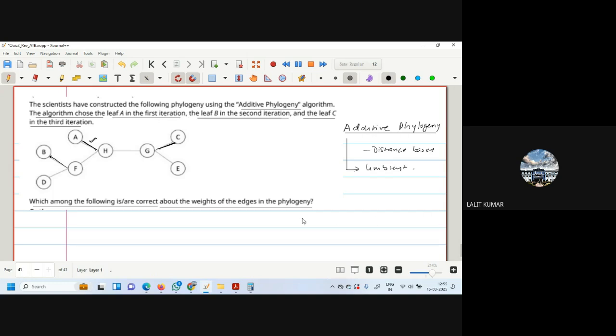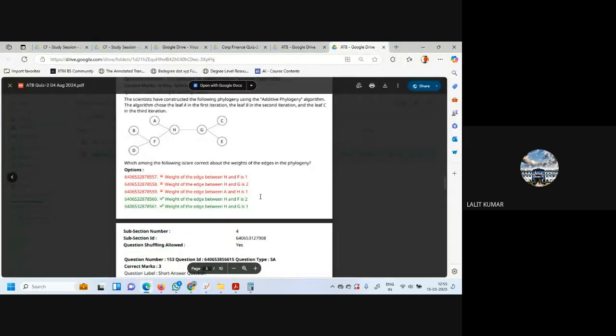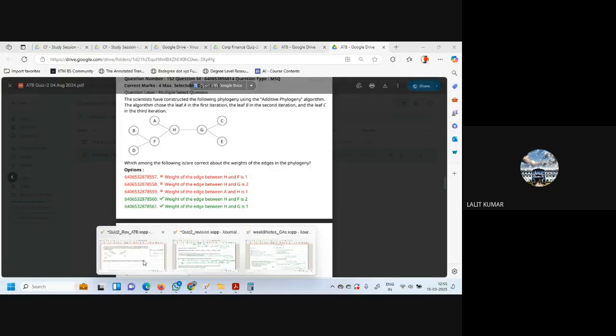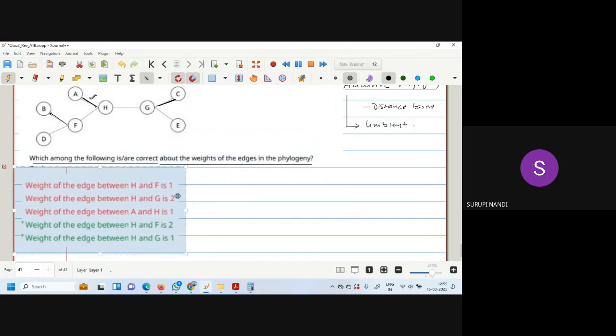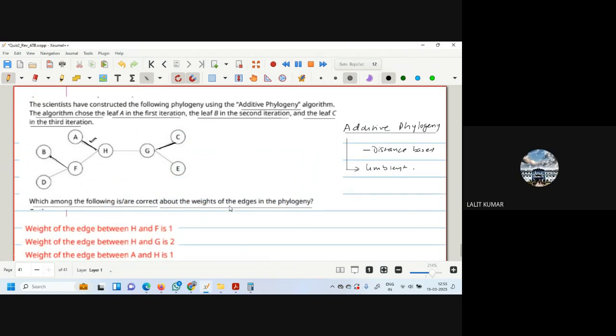Shall we see the additive phylogeny pseudocode, or first we see the choices what they are asking? So it's a simple question they're asking. Do we need to find the limb length of A, B, C, all three of them? No, they have just given one. This is a new question, no relation with the earlier question. They have written that in the additive phylogeny, they have found leaf A, leaf B, and leaf C in the third iteration. So it means first they found the limb length of leaf A, then the limb length of leaf B, and then the limb length of leaf C.